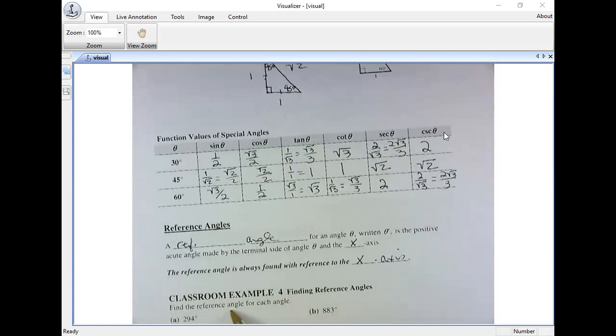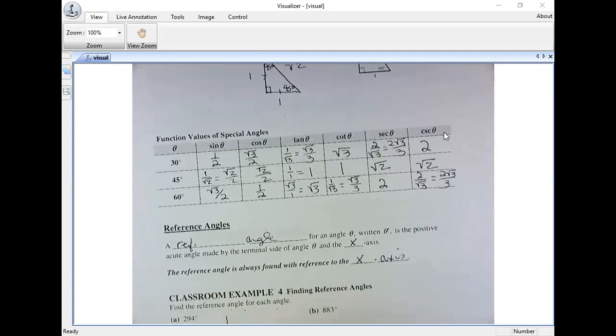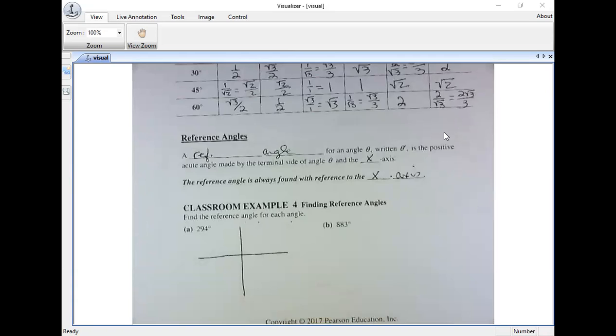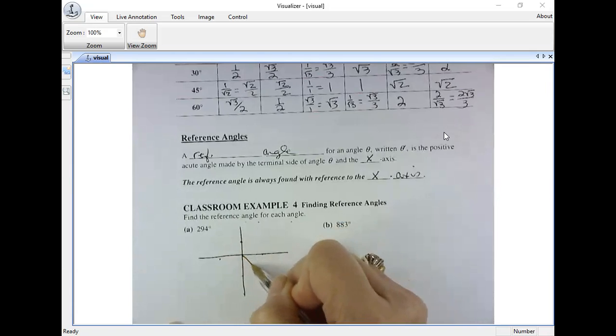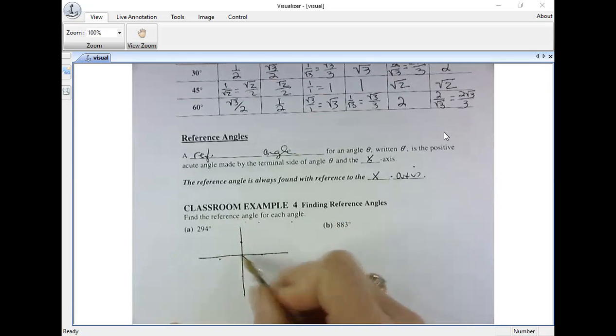So let's see if we can figure out what the reference angle would be for these angles. And to a certain extent, this is kind of review. So we've got 294 degrees. First of all, tell me a little bit about what quadrant we're in. Which one? Fourth. Okay, fourth, because I know this is 90, this is 180, this is 270. So it's somewhere between 270 and 360.